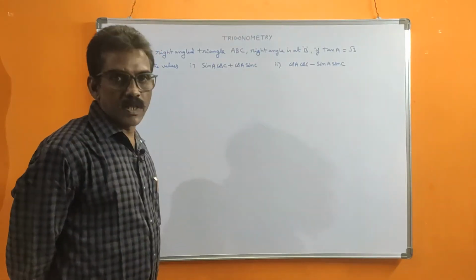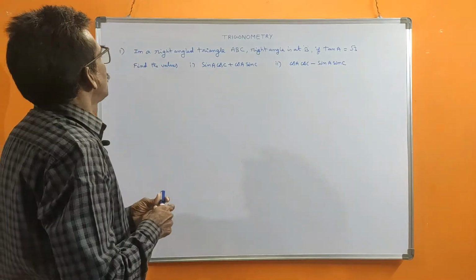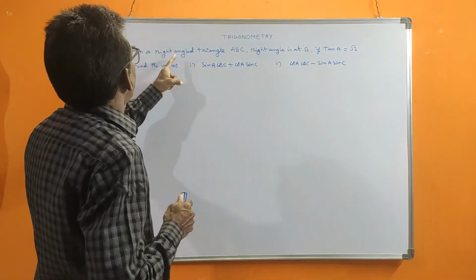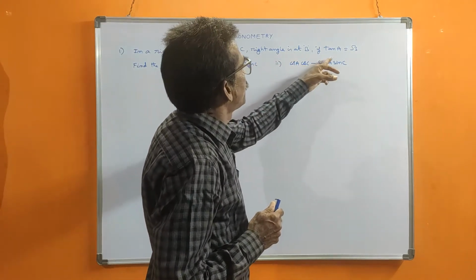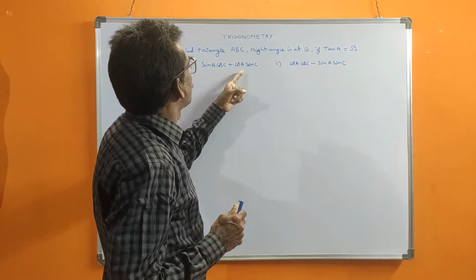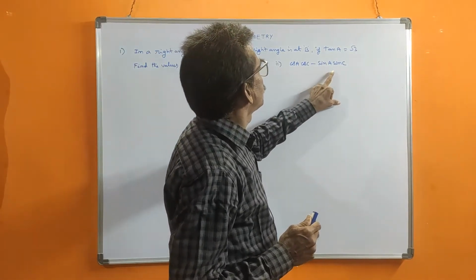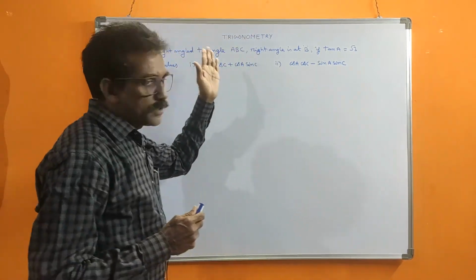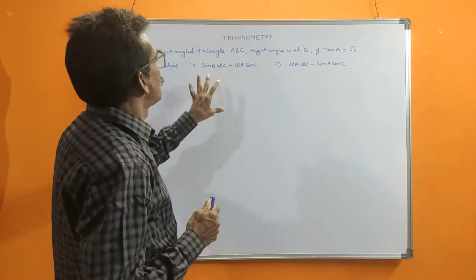Okay, in this video I want to explain these two problems. In a right angle triangle ABC, right angle is at B. If tan A is equal to root 3, find the values of sin A cos C plus cos A sin C. This is one sum. Cos A cos C minus sin A sin C is another. In this problem only tan A is given.